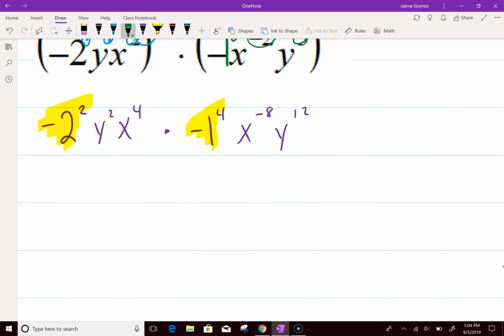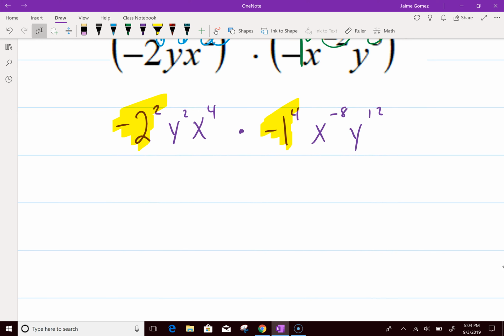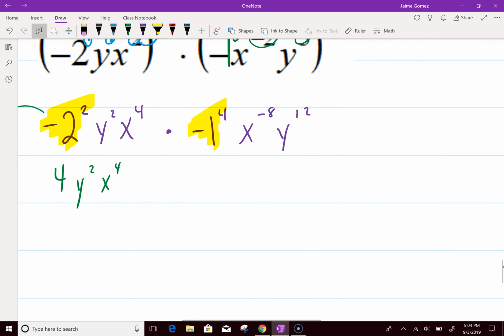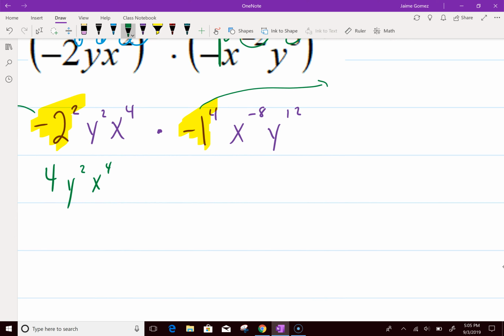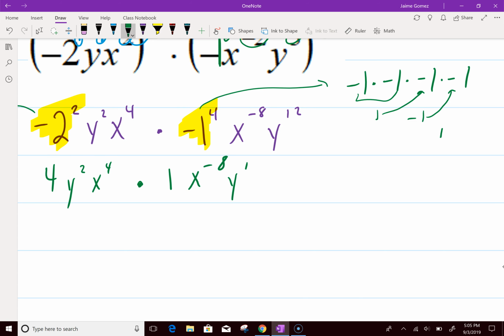So let's see. Negative 2 squared. That means negative 2 times a negative 2. Negative 2 times negative 2 gives me a positive 4. Now over here, negative 1 times negative 1 times negative 1 times negative 1. This gives me positive 1. If I multiply 1 times negative 1, that's negative 1. And then negative 1 times a negative 1 is a positive 1. So this becomes a positive 1 now. X to the negative 8 and y 12.